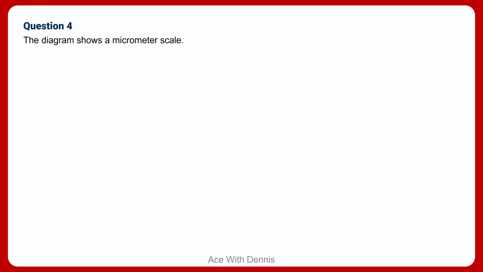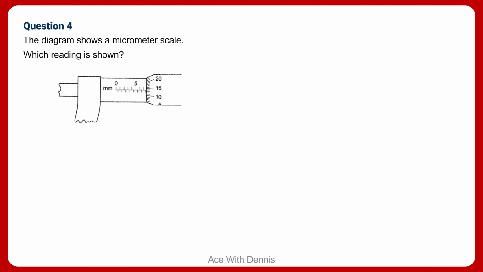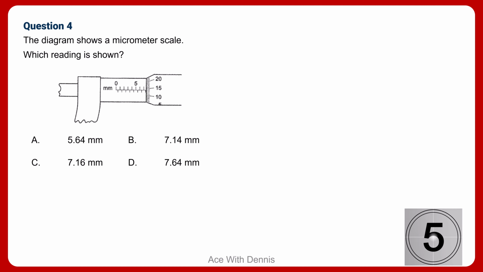Question 4. The diagram shows a micrometer scale. Which reading is shown? A. 5.64 millimeters, B. 7.14 millimeters, C. 7.16 millimeters, or D. 7.64 millimeters. The answer is D. 7.64 millimeters.